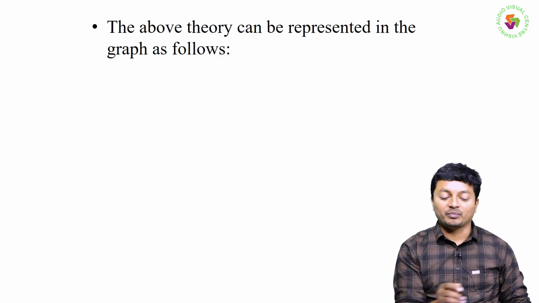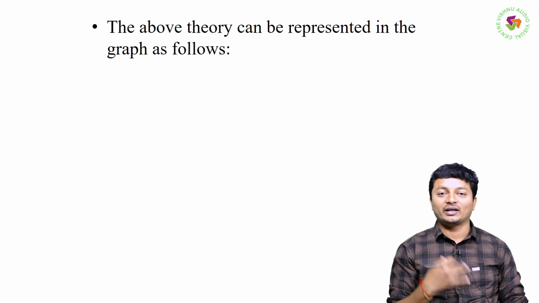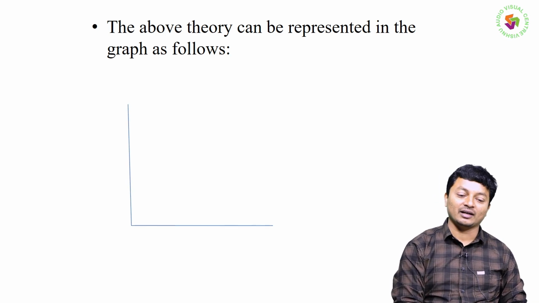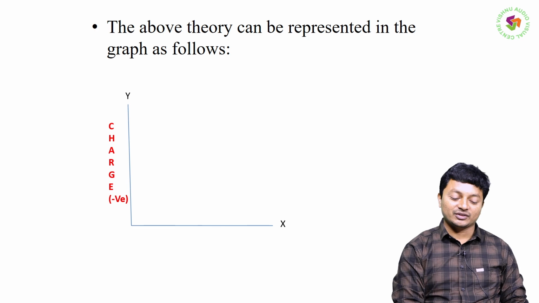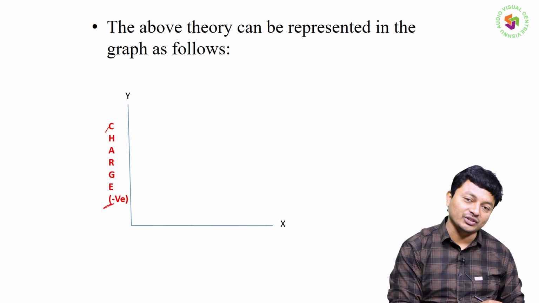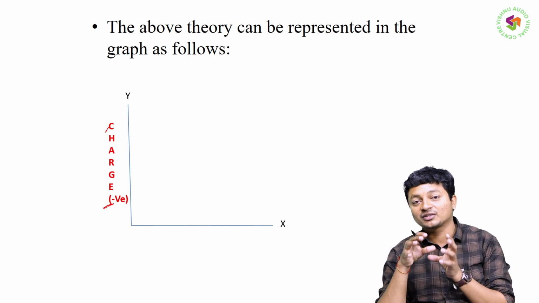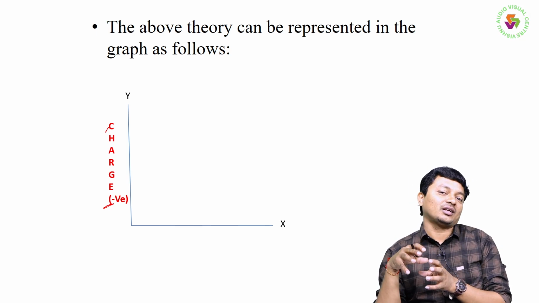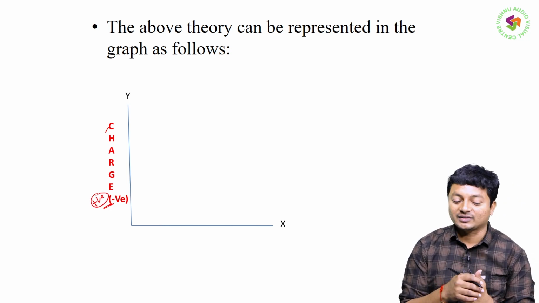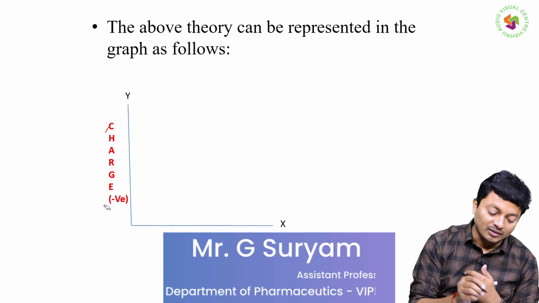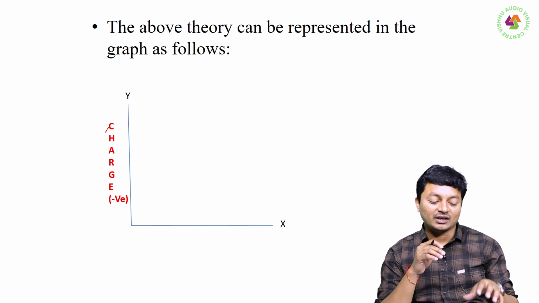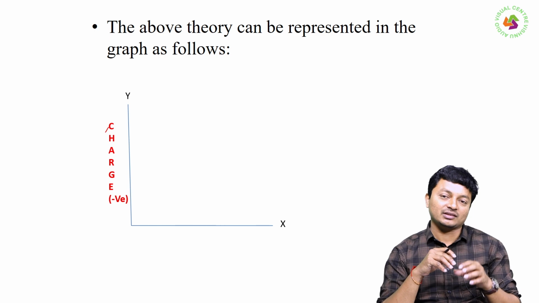From the above theory, this can be represented in a graph as follows. We need to understand the diagrammatic structure in a graphical manner. For that, we take x and y axes. On the y axis, we consider the charge, which is negative, because in the previous diagram we considered dispersed particles that are negatively charged. If the particle were positively charged, then we would take positive charge on the y axis. That is the reason we are taking the charge on the y axis as negative.